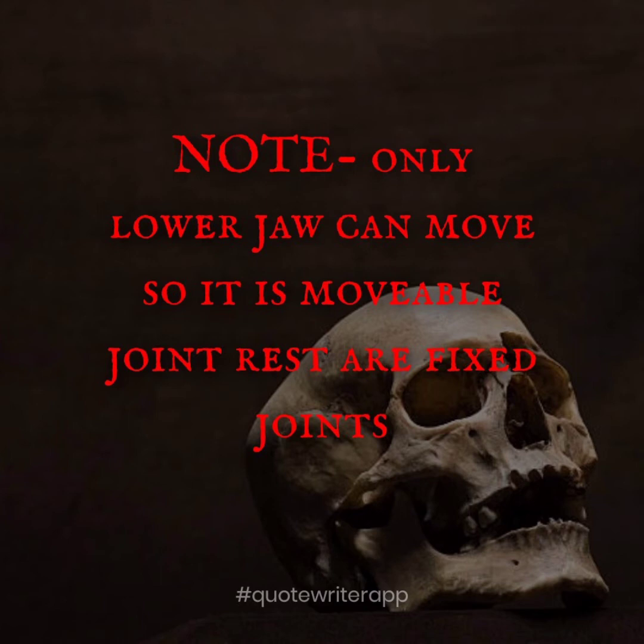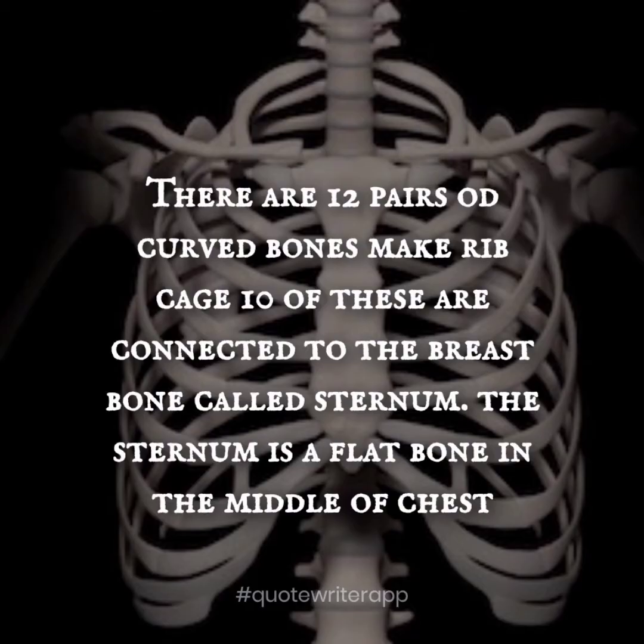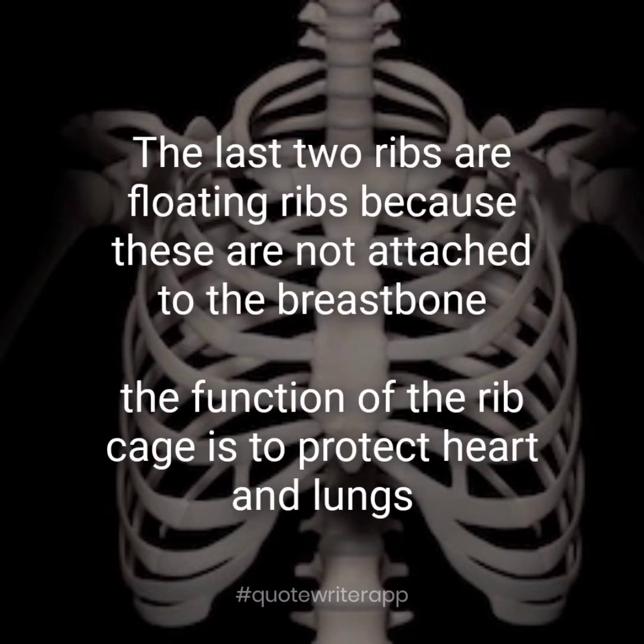Only the lower jaw can move, so we say that it is a movable joint, and the rest are called fixed joints. There are 12 pairs of curved bones that make the rib cage, and this rib cage is connected to the breastbone that is called the sternum. The sternum is a flat bone in the middle of this rib cage.